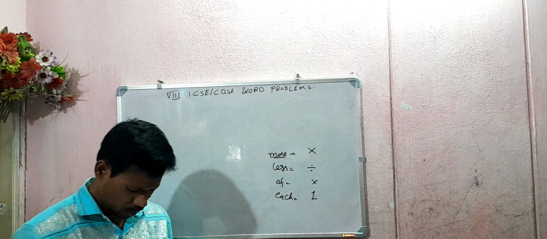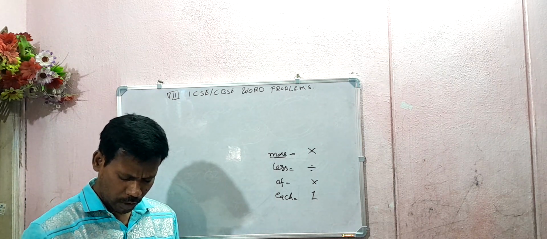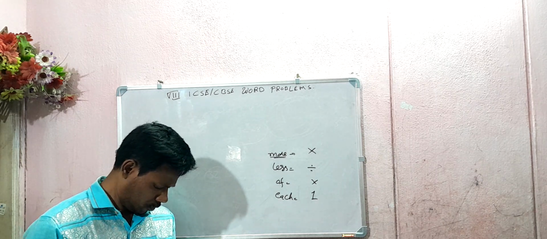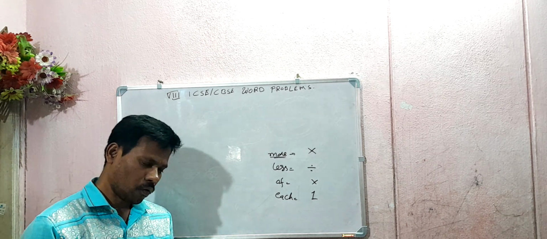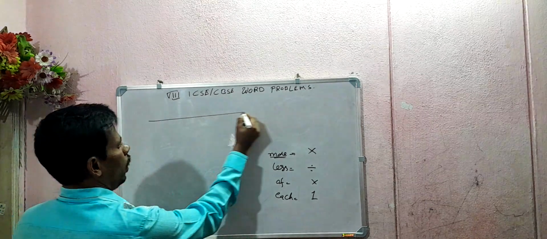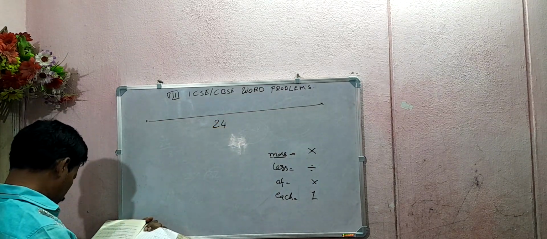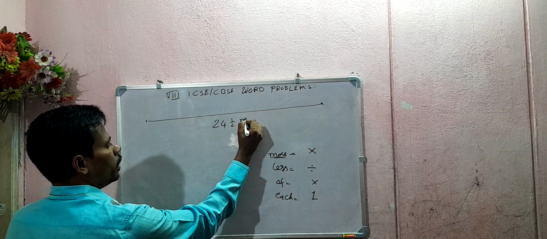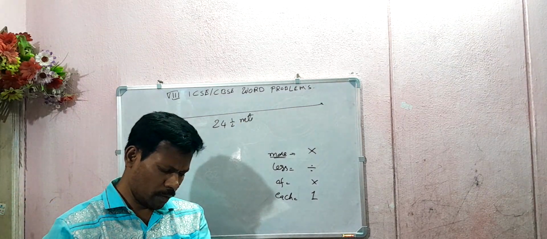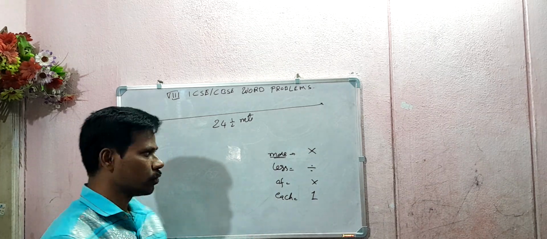Rope is how much? 24 1/2. How many pieces, each of length 1 3/4, can be cut from it? Very simple question. What is the length of the rope given? 24 1/2 meters. This much. How many pieces, each 1 3/4, can be cut from it?